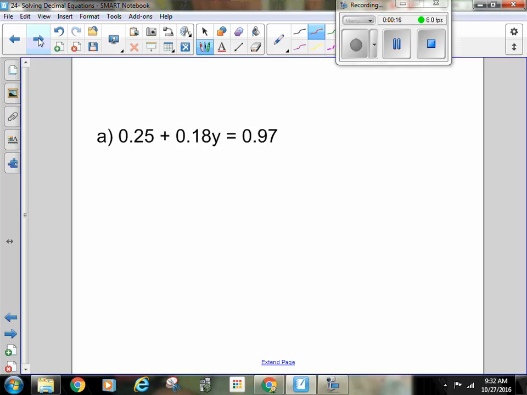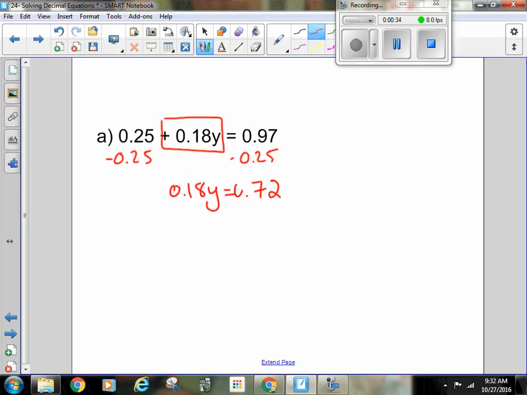All right, so we're going to isolate our variable term. This is a positive 0.25, so I'm going to subtract it from both sides. So I'm going to take 0.97 minus 0.25. So we get 0.18y equals 0.72. If you need to put the zeros in front to help you designate that there's that decimal there, go right ahead. We're going to divide both sides by 0.18.